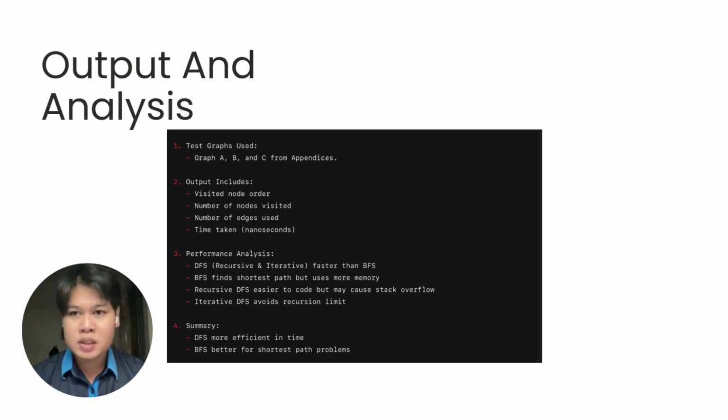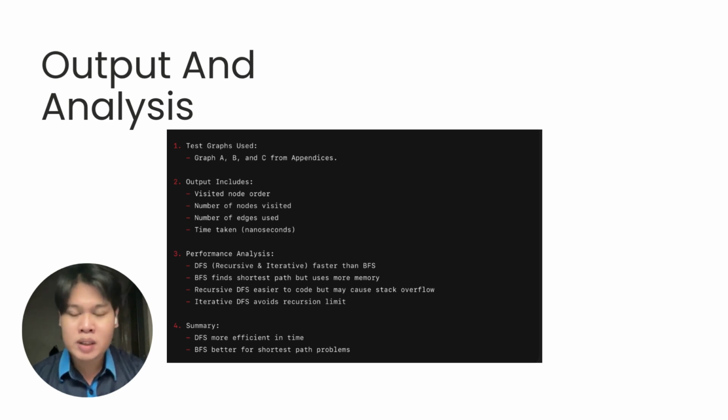The output from each test includes four important pieces of information. First is the order in which the nodes were visited, second is the total number of nodes visited, third, the number of edges used in the traversal, and fourth, the execution time measured in nanoseconds. So now we move to the analysis.